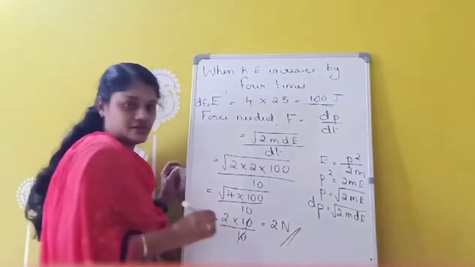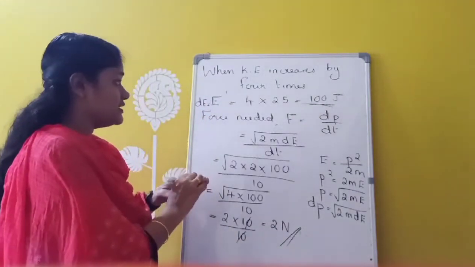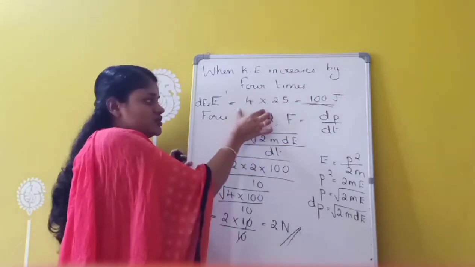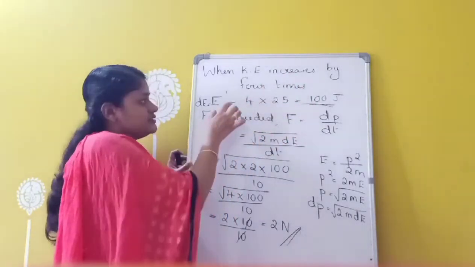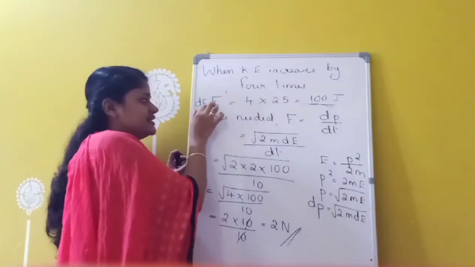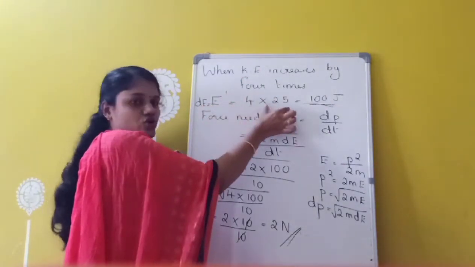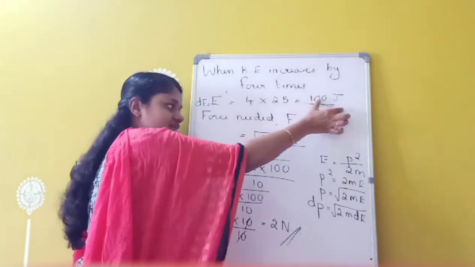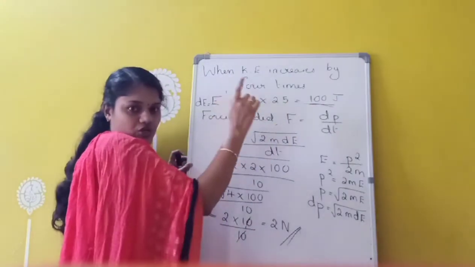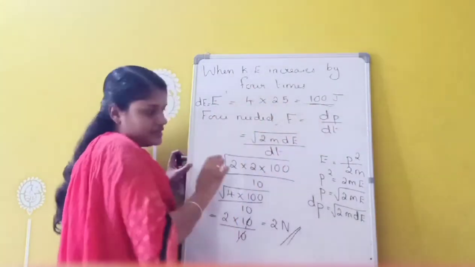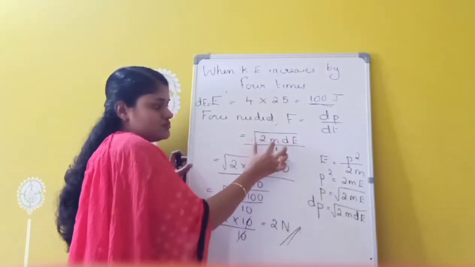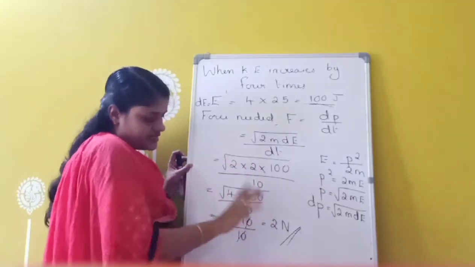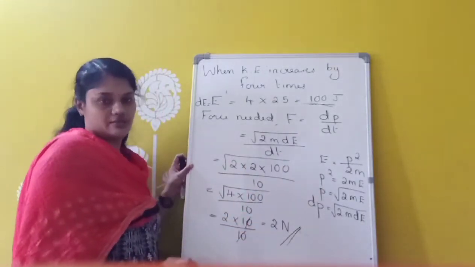So 2 Newton is the force needed to increase the kinetic energy by 4 times. So first of all, from the given values, we find the kinetic energy. Then we find the increase in kinetic energy, dE, or E dash, equals 4 into 25, as 4 times energy is increasing. That means 100 joule. So for this increase in energy, how much force is needed? According to Newton's second law, F equals dP by dt. Instead of dP, we put root of 2m into dE. So we have the formula here. We substitute these values and finally get the force as 2 Newton.